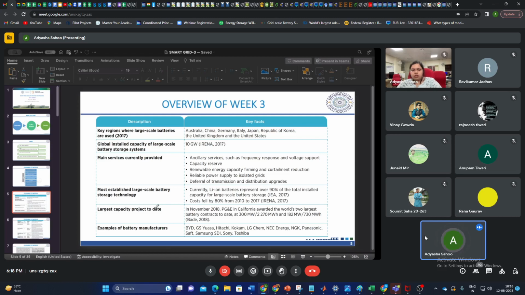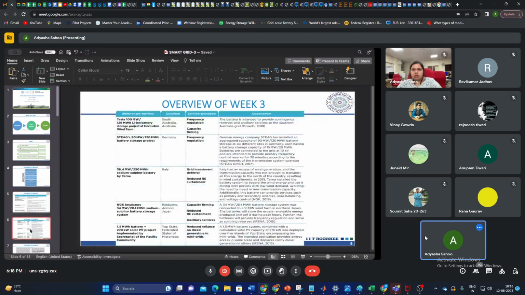So moving on, some more examples of large-scale batteries in our grid. We have a 100 megawatt lithium-ion battery by Tesla in South Australia, and its main services were frequency regulation and capacity firming.